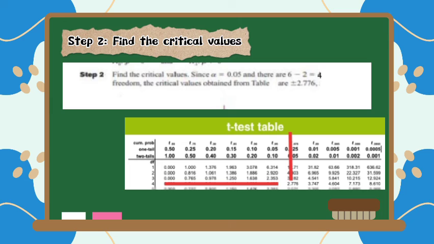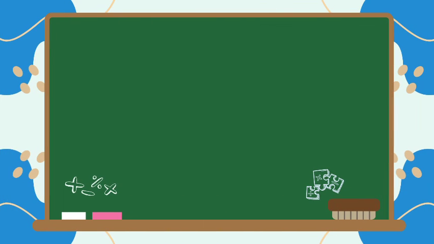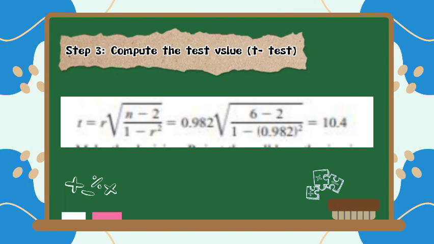To get the 0.025, you need to divide 0.05 over 2, which equals 0.025. And then we can coincide the two. So we get the critical value, which is 2.776. Compute the t-test. So the t-test formula is t equals r square root of n minus 2 over 1 minus r squared.